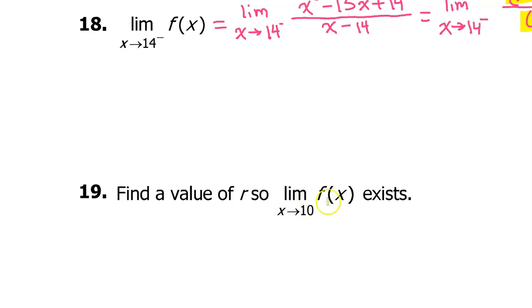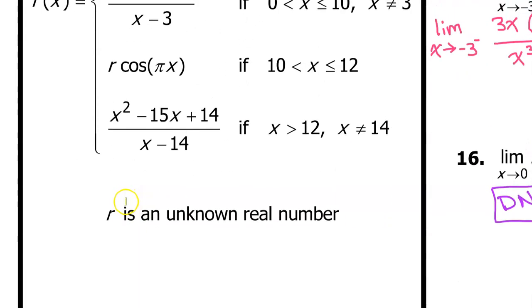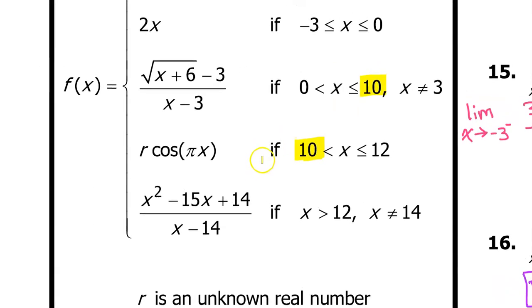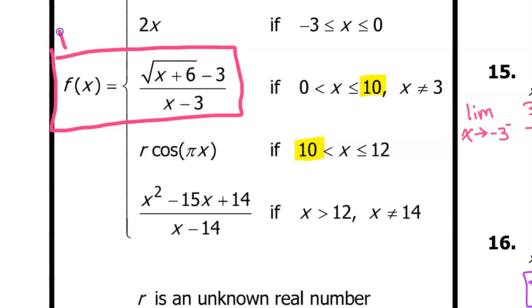Well, if the limit is going to exist as x approaches 10, it's going to have to approach the same value from the left and from the right of 10. So let's look back at the piecewise function and see which pieces apply. I see the 10 here and here. If x is approaching 10 from the left, we are looking at this piece of the piecewise function. This is from the left because that will make the x value less than 10, which puts it in this interval.